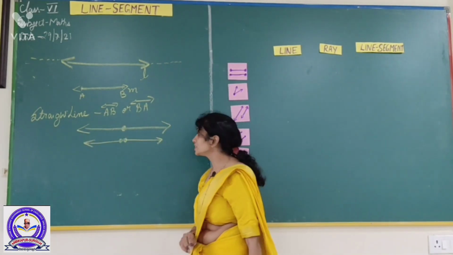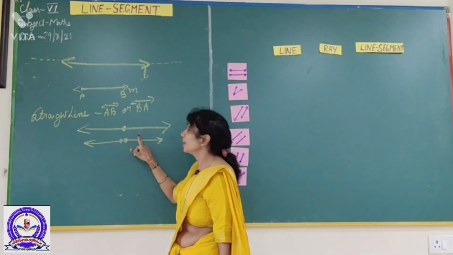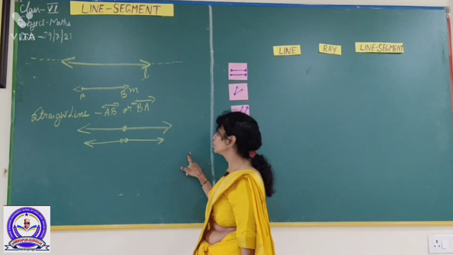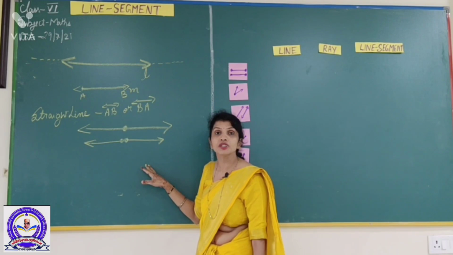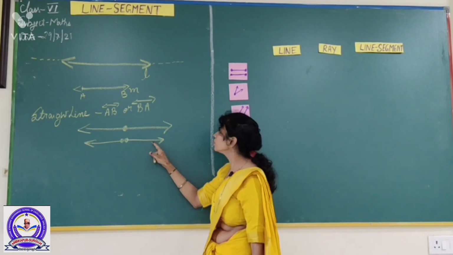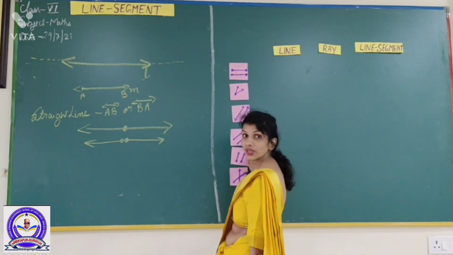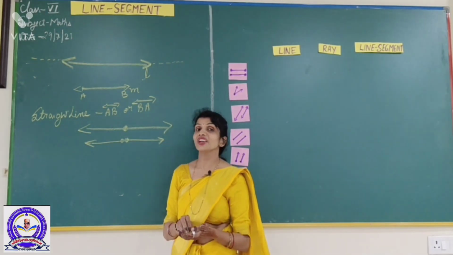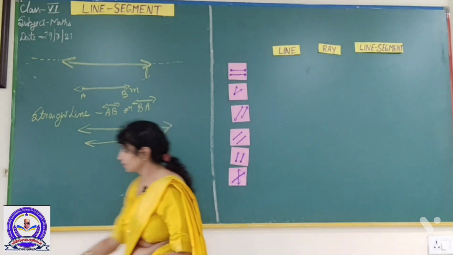Yes, it means that it has a starting point and it can go endlessly in one direction. It also cannot be measured. Why? Because it can move endlessly in this one direction, and it is known as a ray. Yeah, very good. It is known as a ray.